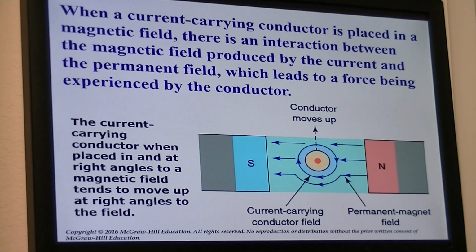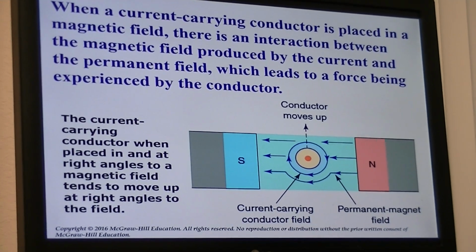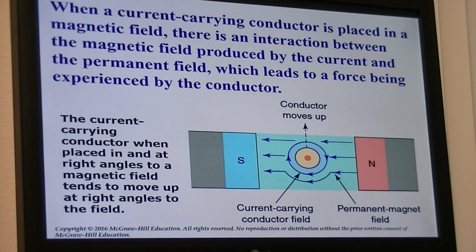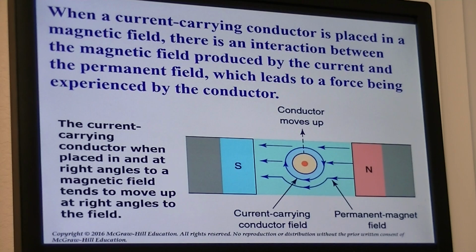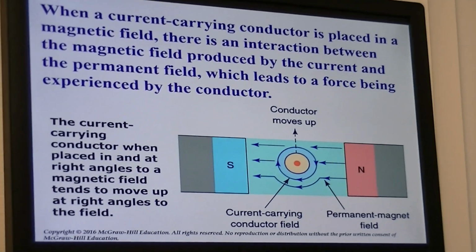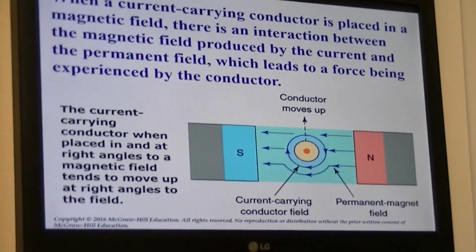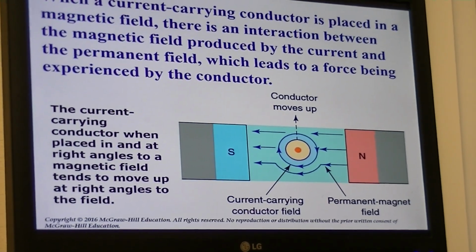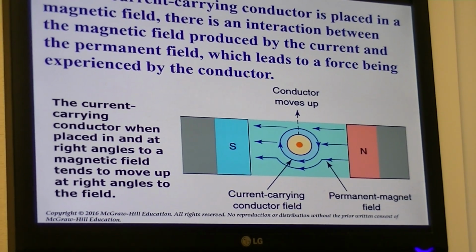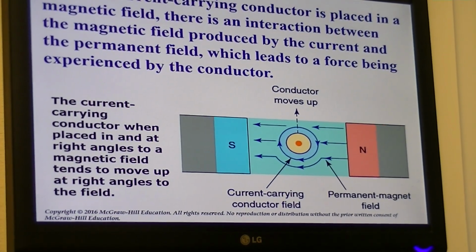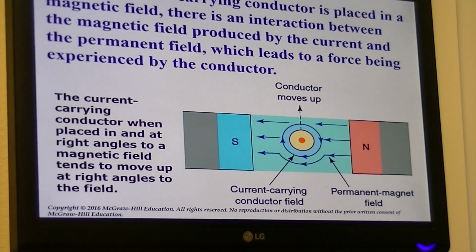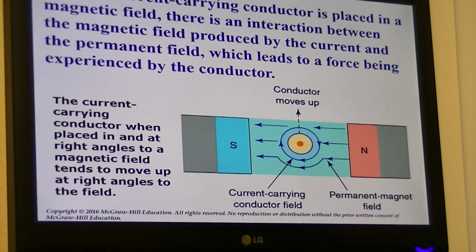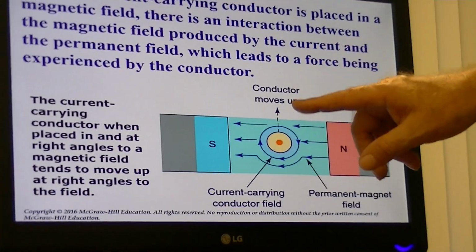All right, when a current-carrying conductor is placed in a magnetic field, there is an interaction between the magnetic field produced by the current and the permanent magnet, which leads to a force being experienced by the conductor. In other words, everything wants to turn in there, right? The current-carrying conductor, when placed at right angles to a magnetic field, tends to move up at right angles to the field. So it's creating a force upwards.